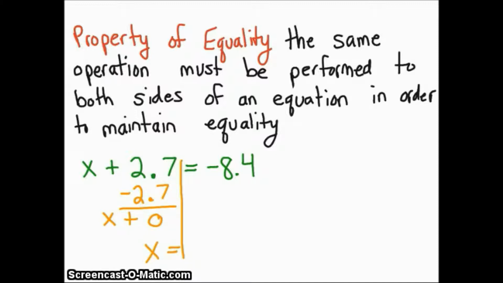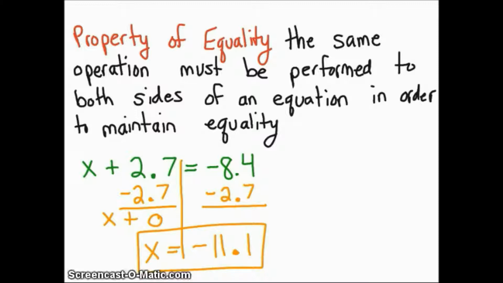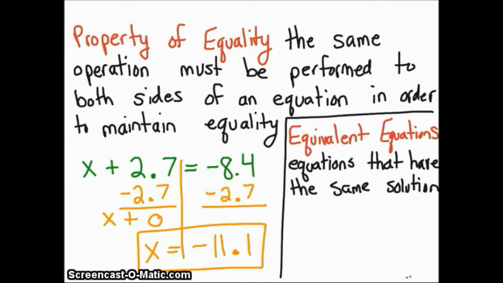The property of equality then steps in and says that the same operation must be performed to both sides of an equation to maintain equality. Or in other words, if I subtracted 2 and 7 tenths from the left, I also need to subtract 2 and 7 tenths from the right in order to keep this equation balanced. So then I find that x equals negative 11 and 1 tenth. Another way to look at the property of equality is if you do something to one side of an equation, you must do it to the other side as well.